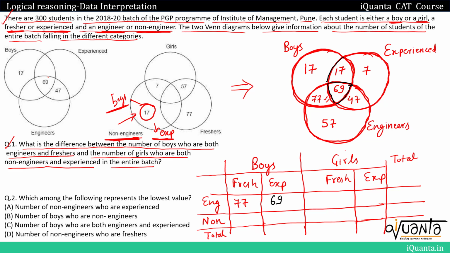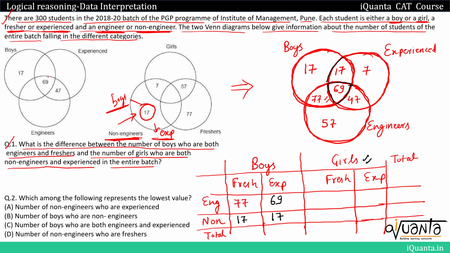Then just after that we have boys, freshers and non-engineers. So boys, freshers, that means outside the set of experienced, and non-engineers, that means outside the set of engineers. So we have only one such region over here, 17, that is representing boys, freshers and non-engineers. So we'll write 17 over here. The next space is boys, experienced and non-engineers. So boys and experienced, that means we'll take 17 into consideration, and we are talking about non-engineers, so we'll come outside the set of engineers. So this 17 is the one that is representing boys, experienced and non-engineers. So we'll again write 17 over here.